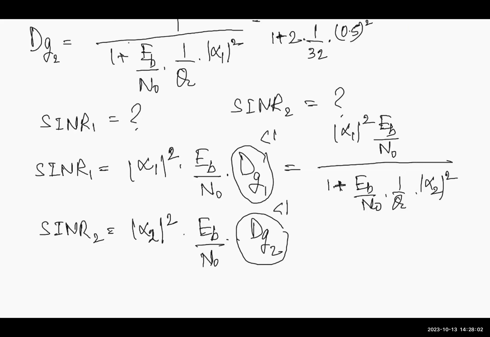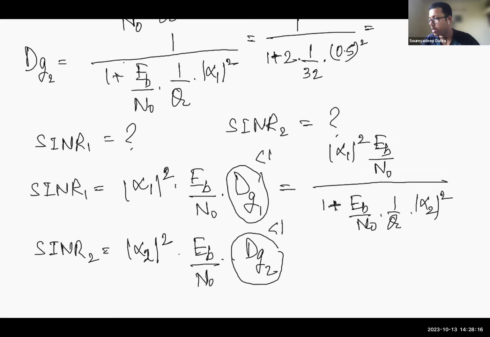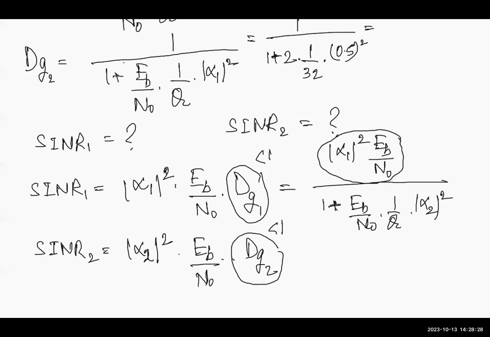Can you repeat, sir? Yeah. So let's say I just put the formula of DG1 from here to here. So this expression is familiar, right? This is signal power. I'm just using normalization factor of N naught, so dividing it on both sides of numerator and denominator. So this is normalized signal power, right? In the numerator, mod alpha 1 square times the AWGN SNR, right?